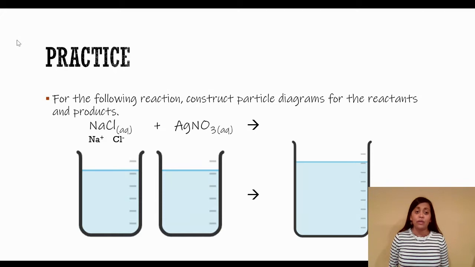So here we have to make sure that we break up NaCl, since it is aqueous, into its ions, Na+ and Cl-, and the same thing with silver and the nitrate ion. Next, we'll figure out what will actually come together and what will dissolve.